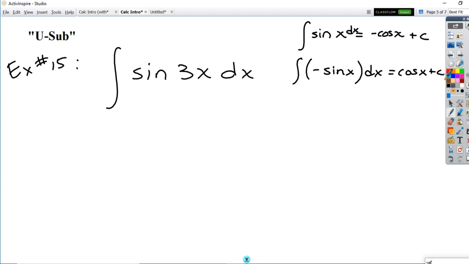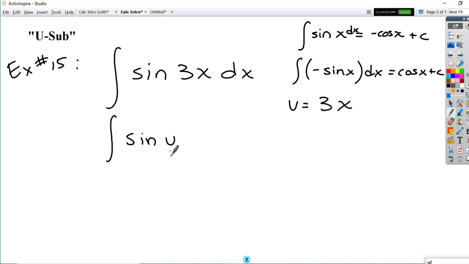All right. So I know the integral of sine of x is minus cosine x plus c, but I don't have sine of x. I have sine of 3x. So the 3x is the problem. So we say let u be 3x. And so now I have my integral of sine of u.